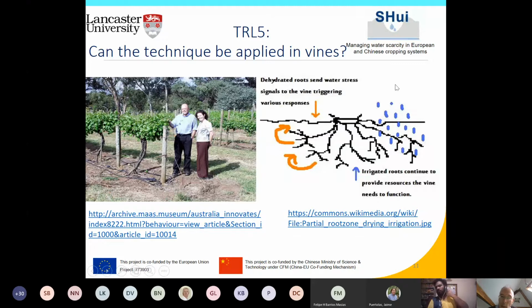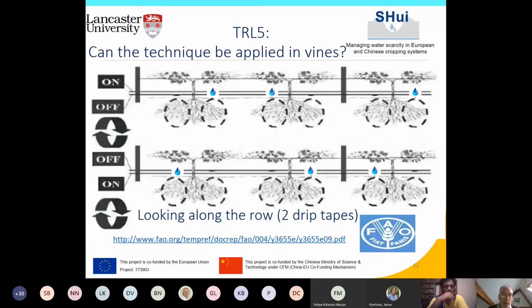And then you have another part of the root system that is well irrigated, and these irrigated roots continue to provide enough water and nutrients to the shoot to allow it to function. So this partial root zone drying technique has been popularized very much in Australia in vineyards, and you can see here an example of how it might be applied with these drip tapes and the different wetting and drying parts of the root system in different vines as you move along the row of the vine.